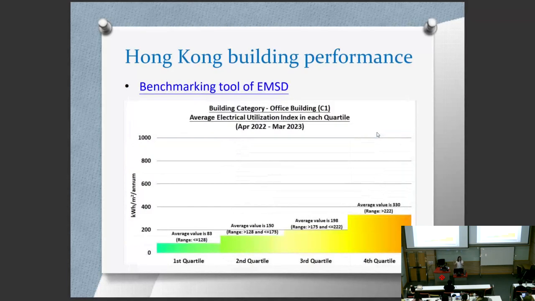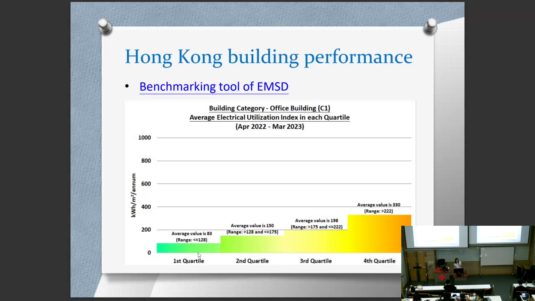And the EMSD also has the benchmarking tool. So if you want, you can click this link and go to a benchmarking tool, so you can input the electricity consumption and other energy consumption of your home or of your office, and it will tell you which quarter or which quartile you are in.